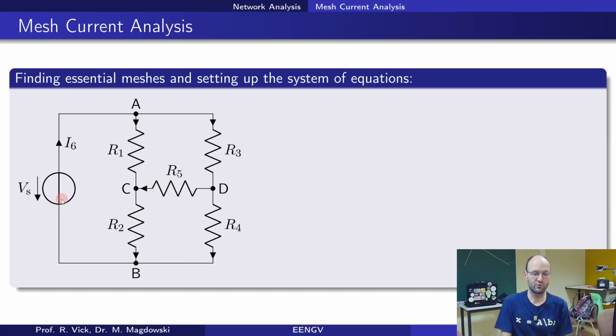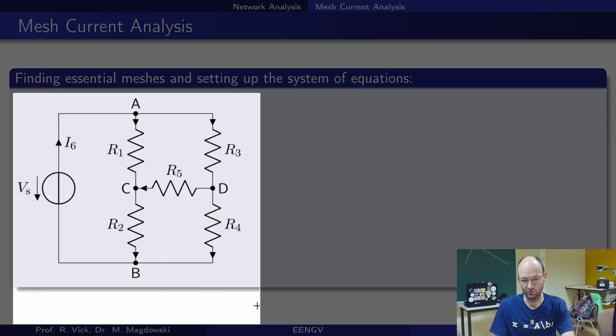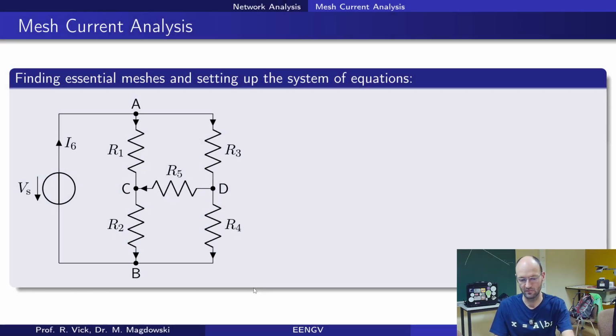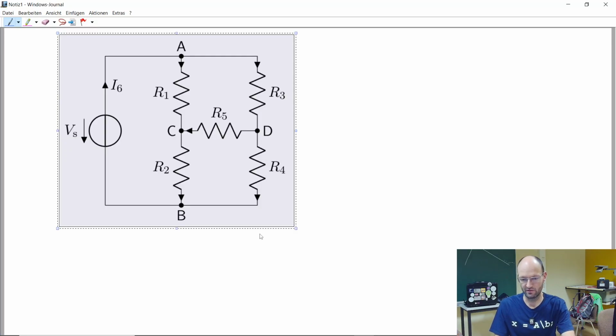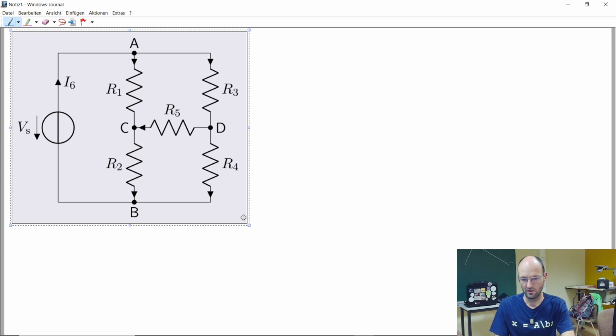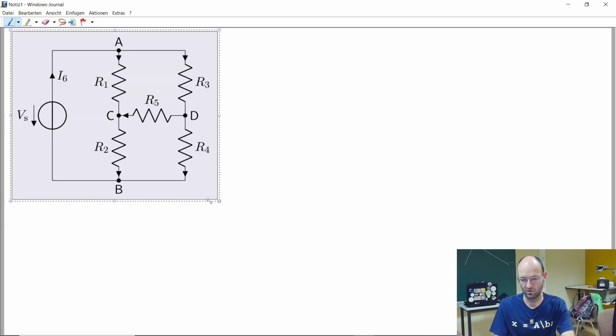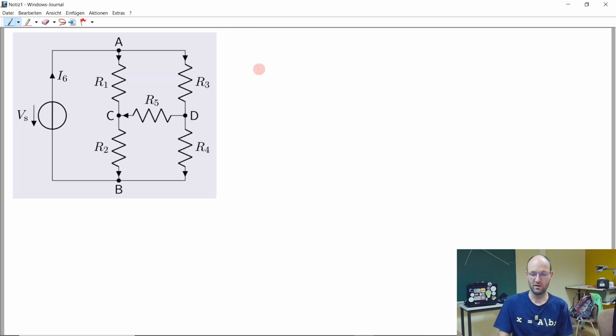That's the idea. Okay, so we are free to choose the source. This mesh current analysis works better with voltage sources, so we choose a voltage source. So as usual, I will copy this and paste it into my drawing program, which is already prepared here, and maybe make it a little smaller.